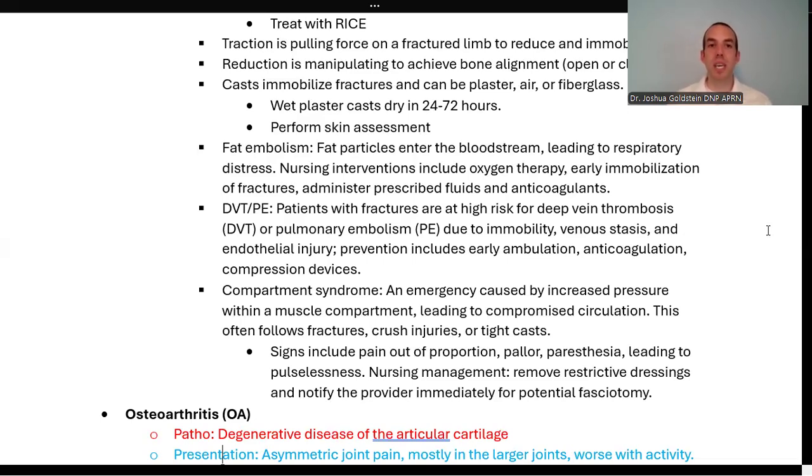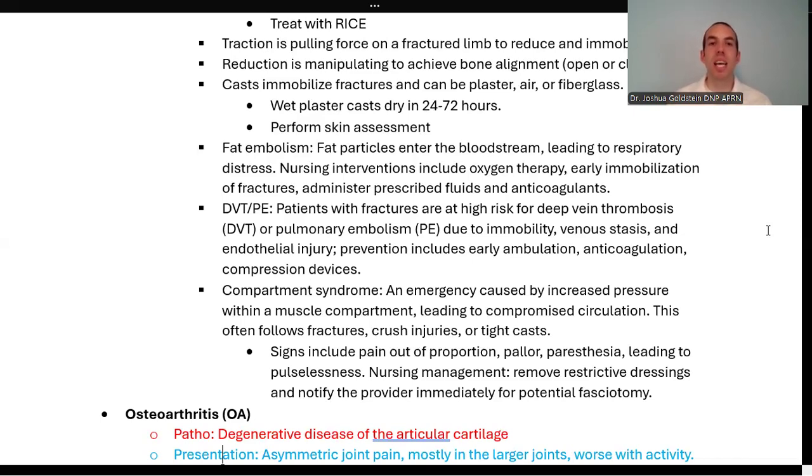Next, we have DVT and PE. DVT is a deep vein thrombus, and PE is pulmonary embolism. Patients with fractures are at high risk for developing these. In this case, it's due to immobility. Anytime a patient's immobile, they're always at risk for developing a blood clot, because part of what keeps our blood from clotting is our mobility, our movement, our always being active. As soon as that stops, we become at risk for developing a blood clot.